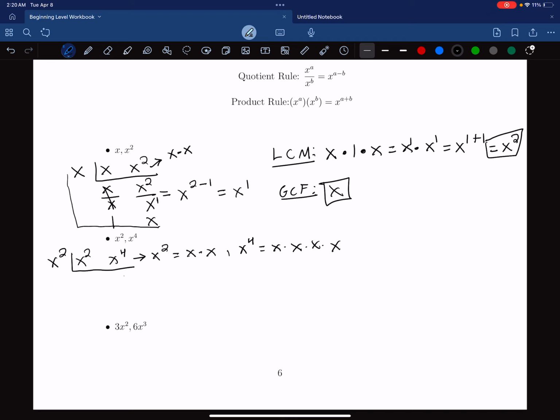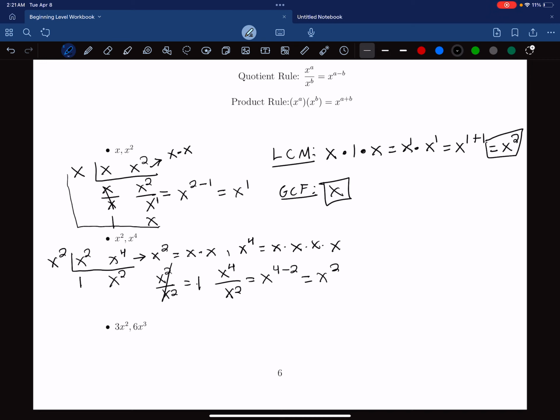So now we're going to have to find out what we get when we divide these variables. So x squared divided by x squared, this just cancels out. We're left with 1, so we're going to put a 1 here. And then x to the 4th divided by x squared, that's going to be x to the 4th minus 2. And 4 minus 2 is 2, so I put the x squared.